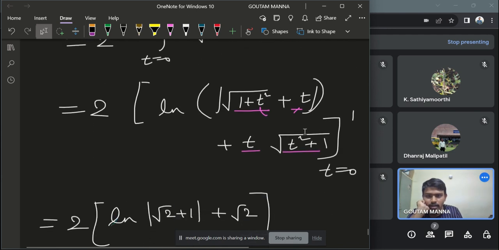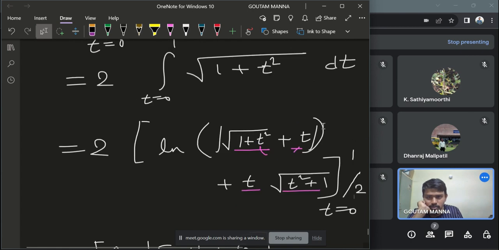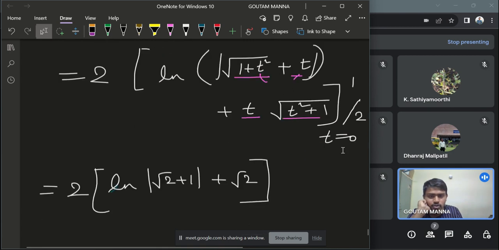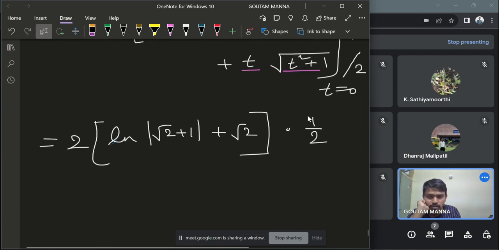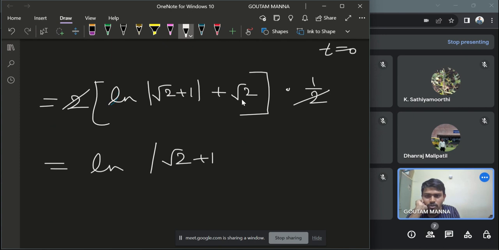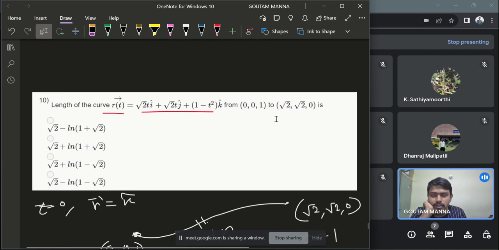So okay, in that integration formula there is a half. So the integration of root under 1 plus t square is half of ln of this plus t times root under t square plus 1. So there is a half here. So this half will cancel each other, and we are left with ln of root 2 plus 1. So this will be the length of this curve from this point to this point. So the correct option is second one.